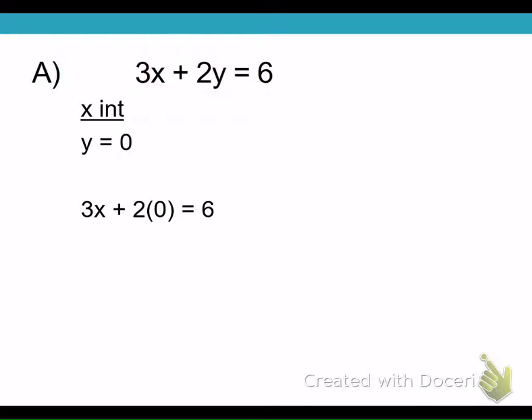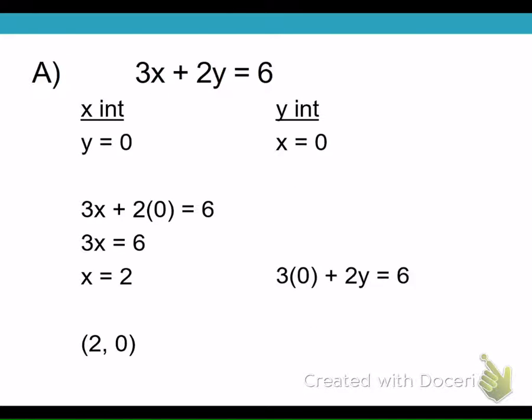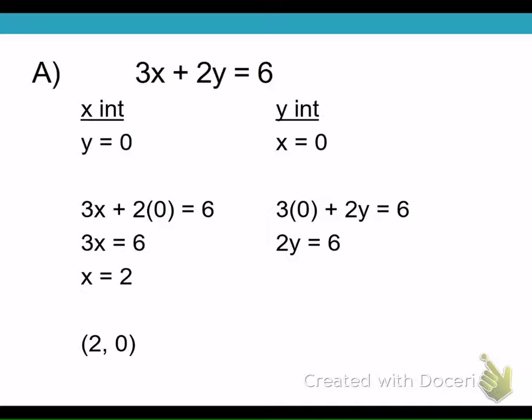Okay? So 2 times 0 is 0. That's basically gone, right? We have 3x equals 6. So my x-intercept is what? 2. And that is the ordered pair 2, 0. Okay? So start over at the beginning with the original equation. Now you're going to make the x 0 to find the y-intercept. So 3 times 0 plus 2y equals 6. The x term basically just goes away. What's my y-intercept? 3. So that's the ordered pair 0, 3.